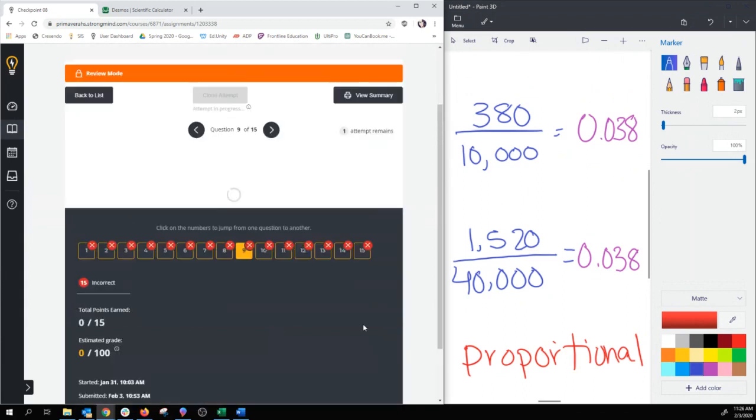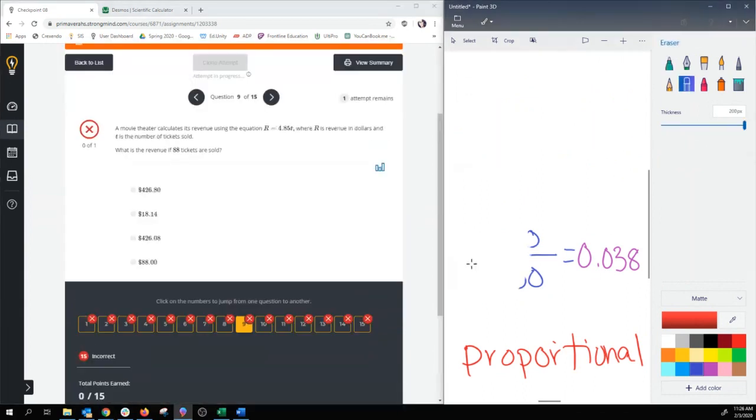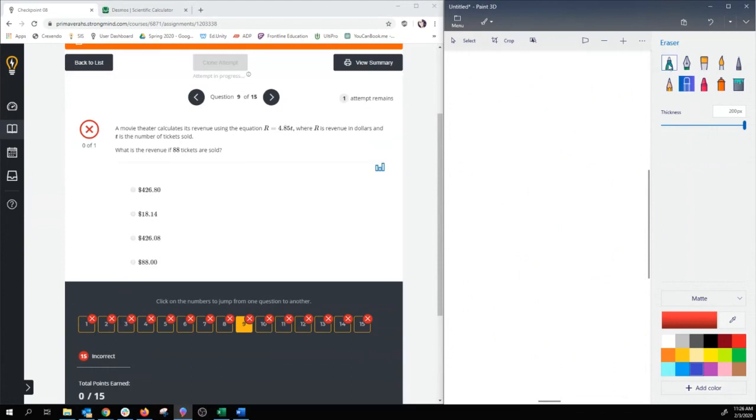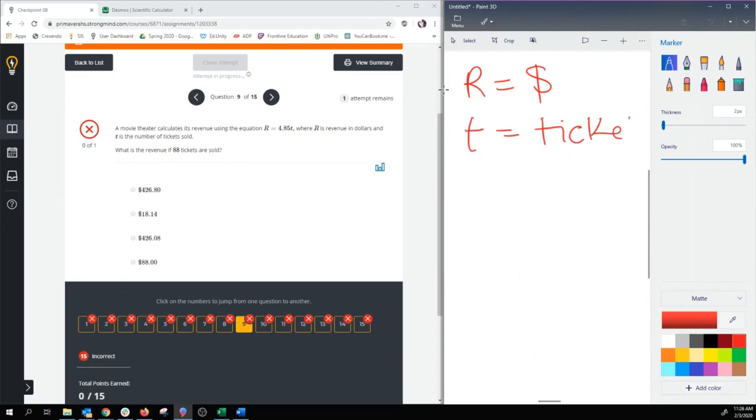All right, number 9. A movie theater calculates its revenue using the equation R equals 4.85 T, where R is revenue in dollars and T is the number of tickets sold. Okay, so R is revenue in dollars and T is the number of tickets, and our equation is R equals 4.85 T. What is the revenue if 88 tickets are sold?